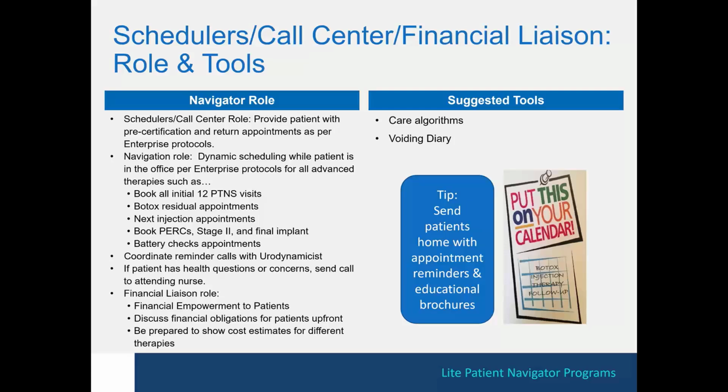The financial liaison should be able to discuss the patient's economic responsibility and make sure that they understand all out-of-pocket costs, and also be prepared to show a cost estimate for all the different third-line therapies. So I also wanted to point out to you that we've got some tools for you, helpful reminder cards for patients, in addition to the voiding diaries and the algorithms that you've already seen.